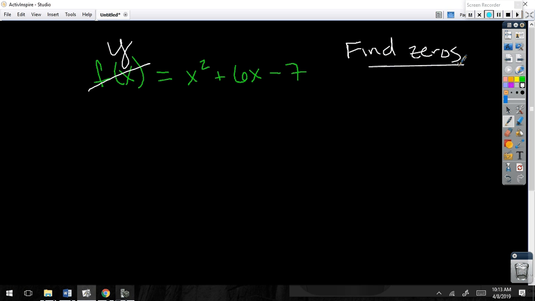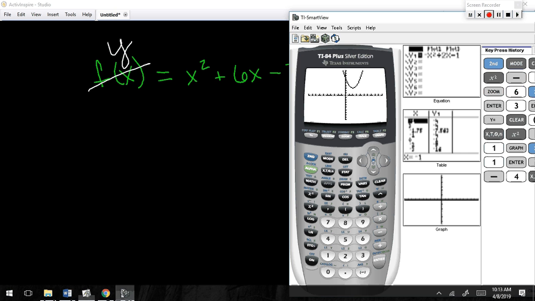You're exactly right, Kamari. Find where it crosses the x-axis. Zeros and solutions are the same terms. They're synonyms. So I'm doing the exact same thing. So I'm going to graph it. Y equals x squared plus 6x minus 7, right?